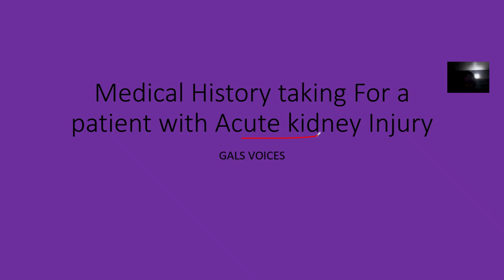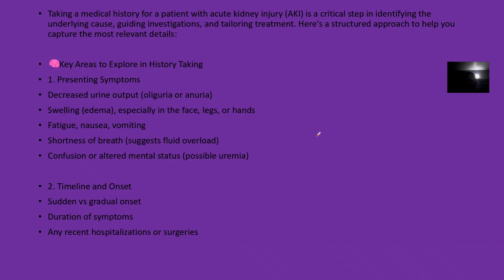So for people that have acute kidney injury, what are the questions you might actually want to ask them? Because this is more of like an interview. Okay, so for acute kidney injury, we said that taking a medical history for a patient with acute kidney injury is a critical step. You are trying to identify what caused the issue, okay, and this will now help you to be able to go on rightly with the type of investigations you should do, and also the type of treatments you should initiate in such a patient.